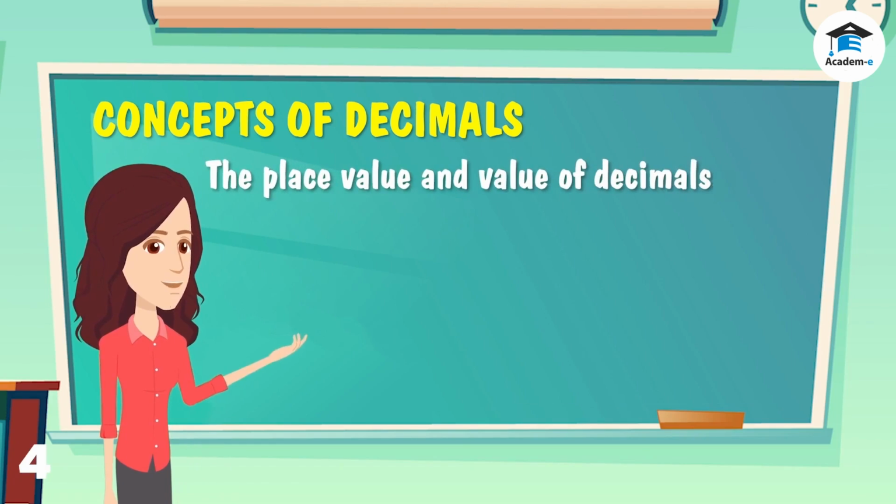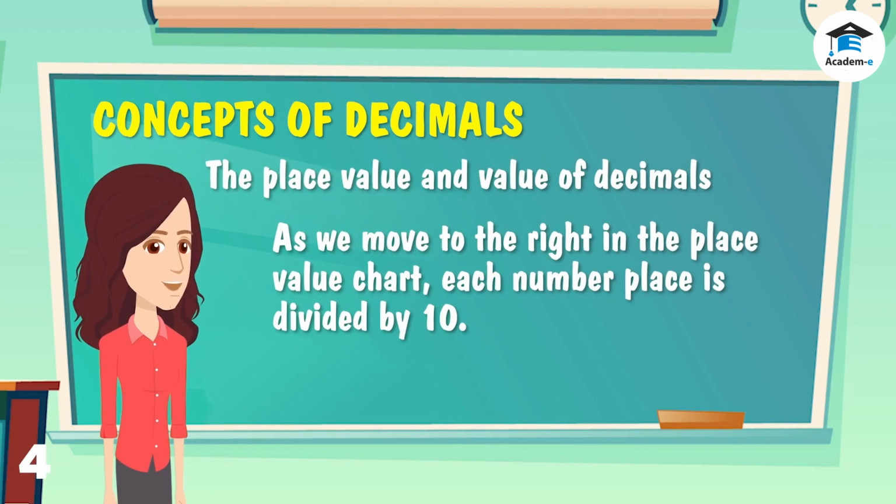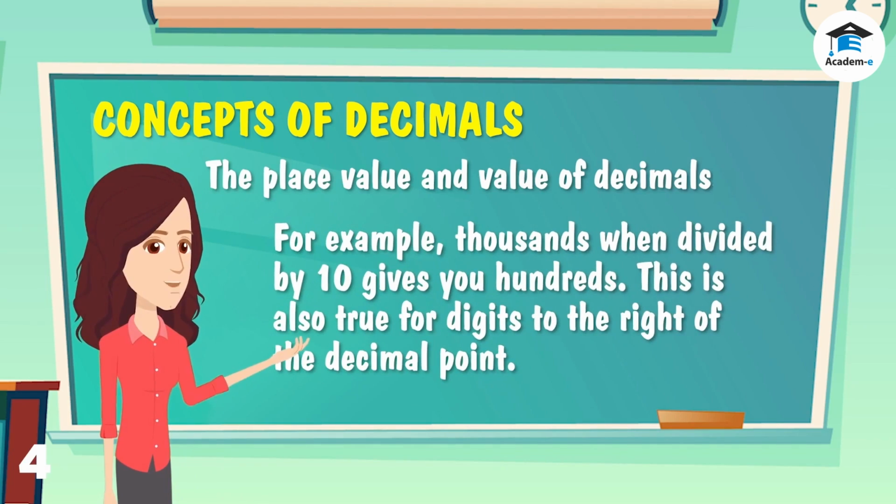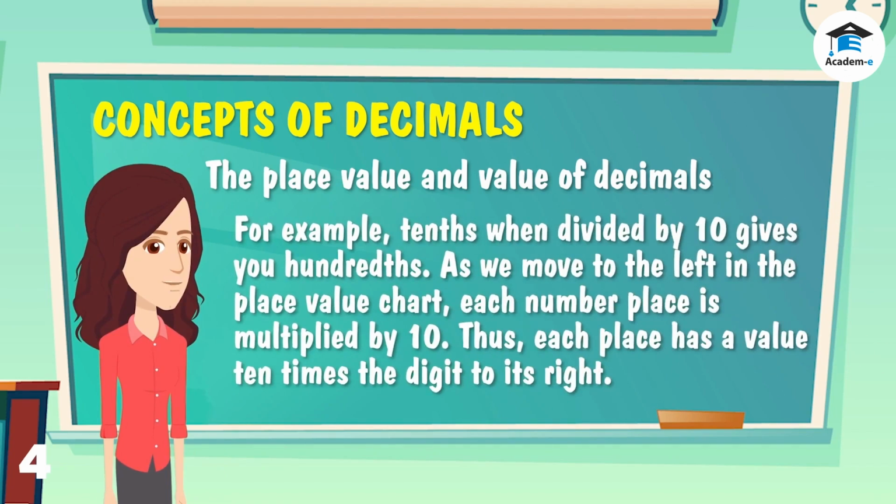The place value and value of decimals. As we move to the right in the place value chart, each number place is divided by 10. For example, thousands when divided by 10 gives you hundreds. This is also true for digits to the right of the decimal point. For example, tenths when divided by 10 gives you hundredths. As we move to the left in the place value chart, each number place is multiplied by 10. Thus, each place has a value 10 times the digit to its right.